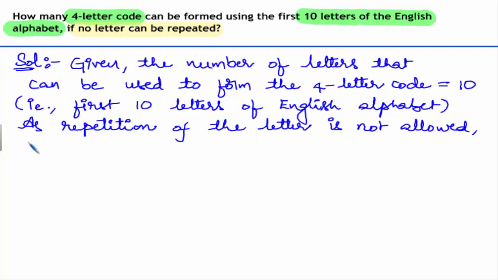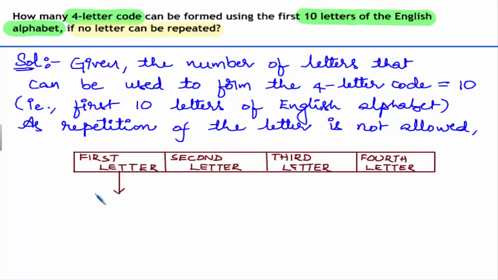As it is given that the repetition of the letter is not allowed, the first letter of 4-letter code can be filled with any one of the given 10 letters of English alphabet in 10 ways.